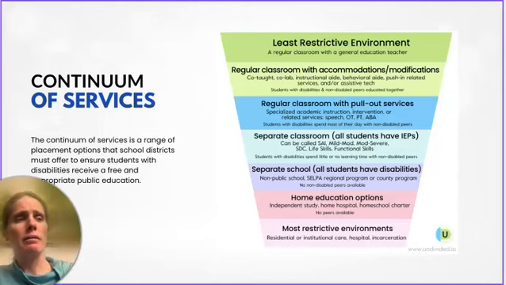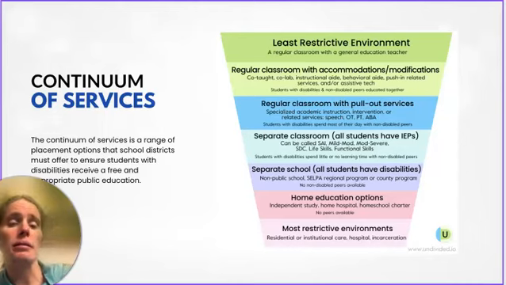Here is a breakdown of how an LRE would look in different scenarios. This is called the continuum of services, and the school system must offer these services for free under the IDEA Act. After the LRE is determined, the IEP team must come up with a model of delivery. This means that the IEP team needs to state and outline how services will be delivered, where they will take place, who will provide them, and how often.